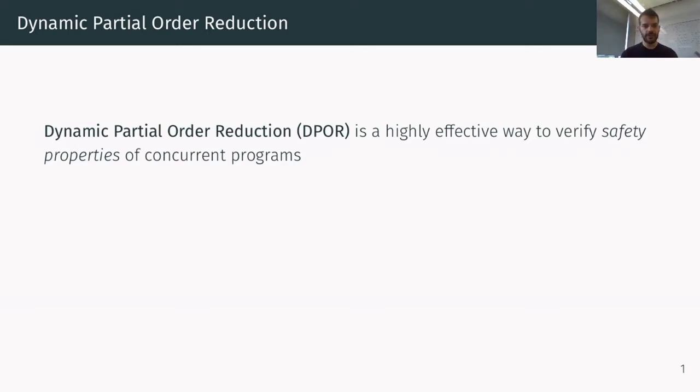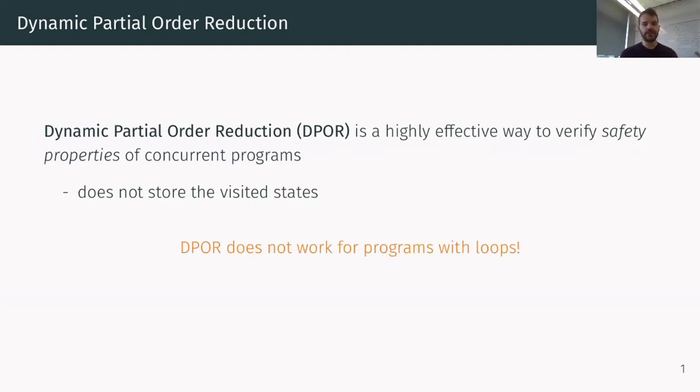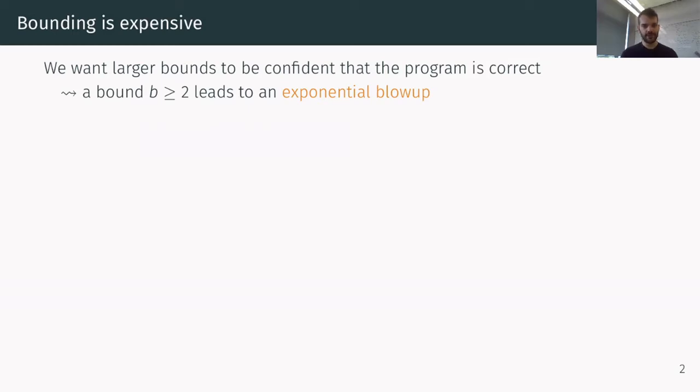And the main reason why DPOR is very popular is because it does so without explicitly storing the visited states. Now, one major drawback of DPOR, on the other hand, is that it actually doesn't work for programs that have loops. So if we want to verify a program that does have loops, what we have to do is bound these loops or manually unroll them. However, bounding is expensive. And this is especially a problem because in principle, we want to use larger bounds in order to be confident that our program is correct. But a bound that's greater than 1 can actually lead to an exponential blow-up of the state space.